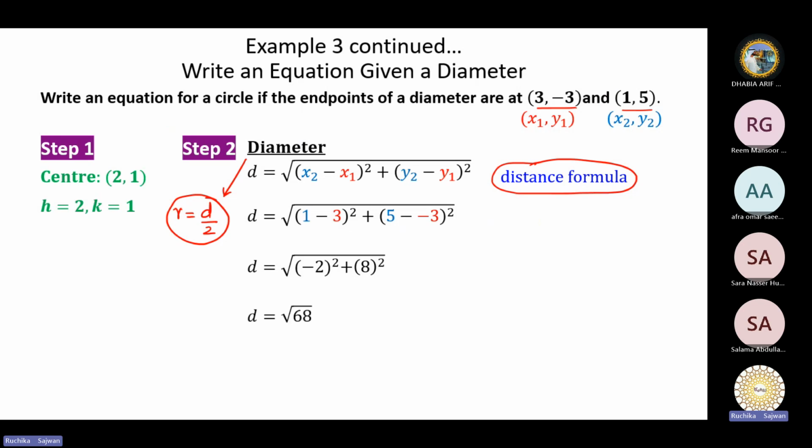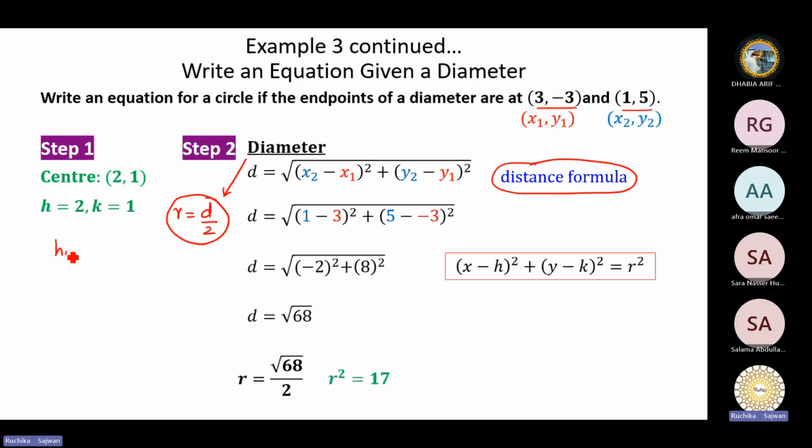So here it is square root 68, but I need the radius. I will divide this by 2 and my radius will come out to be the value that we will put in this formula. So now just plug in. You know your center. Center is how much? H comma K is 2 comma 1. You know your radius. Radius is square root 68 over 2.